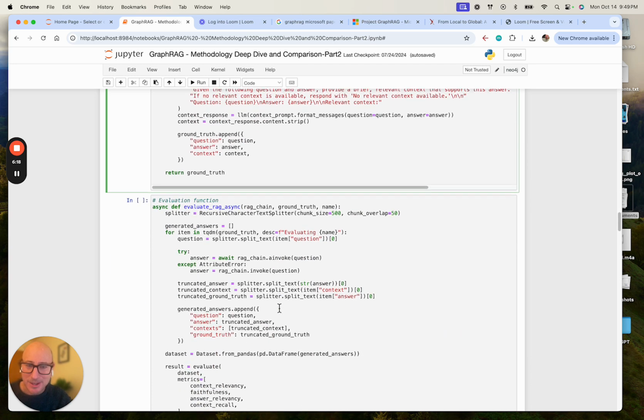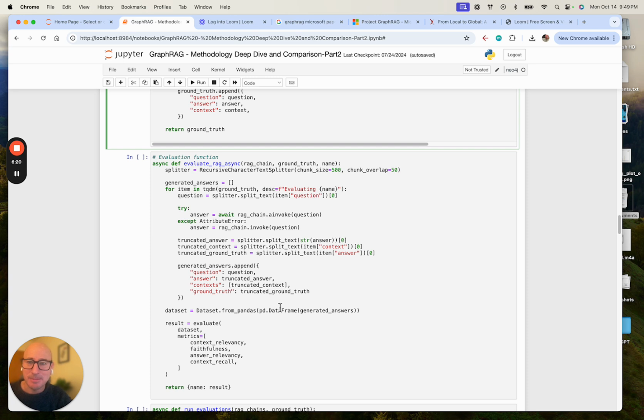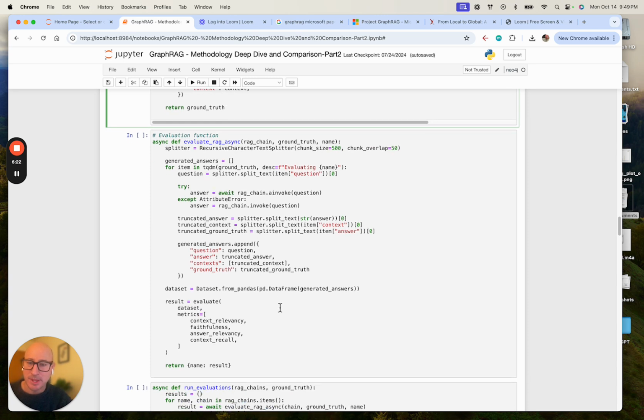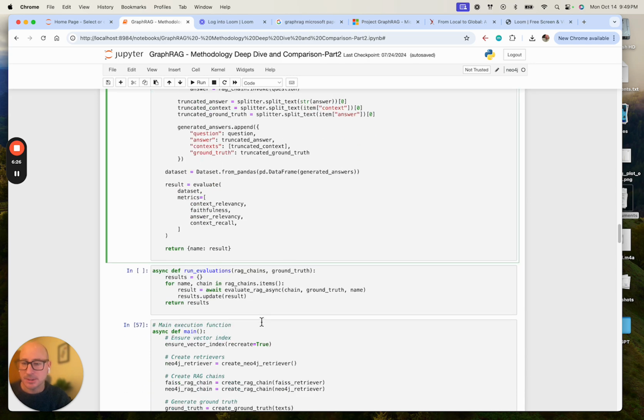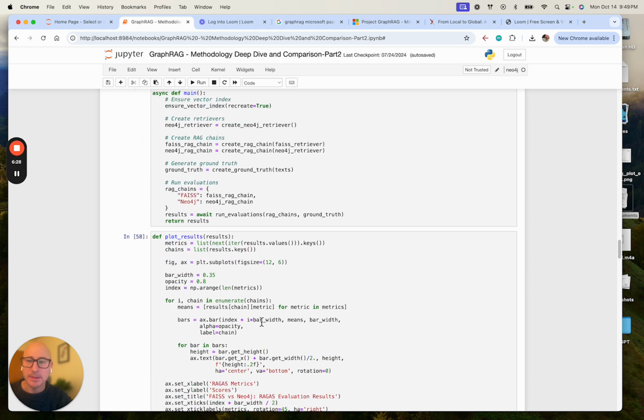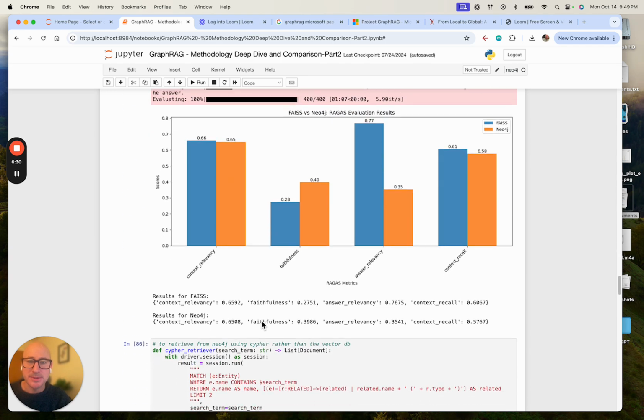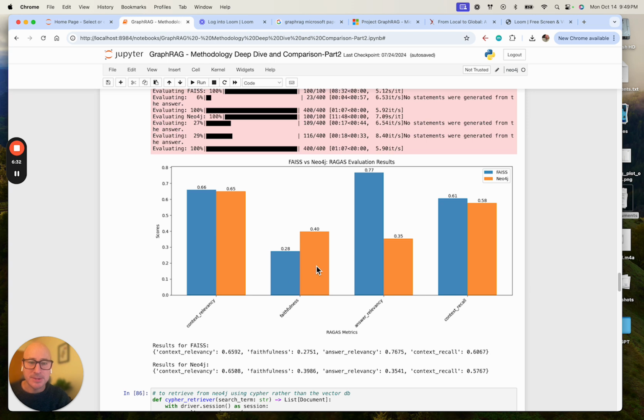Then I have my RAGAS evaluate function for context relevancy, faithfulness, answer relevancy, and context recall. And then I plotted the results and found that faithfulness was improved on the Neo4j side a little bit, and answer relevancy was actually the main metric that didn't seem to be increased when it came to Neo4j.